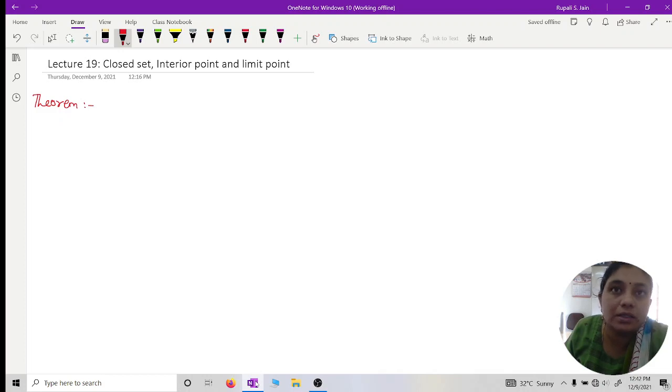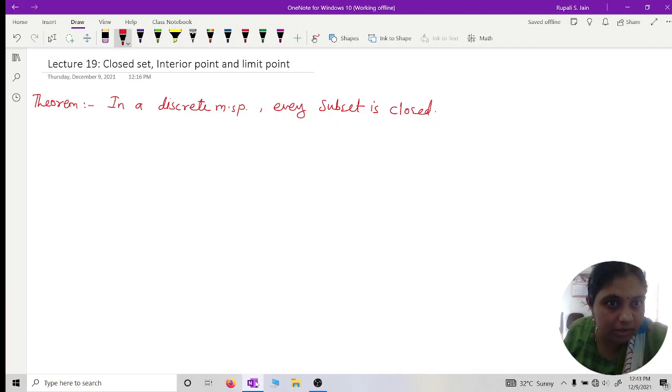In a discrete metric space, every subset is closed. We already proved that if (M, d) is a discrete metric space, every subset is open. Similarly, we can prove every subset of a discrete metric space is closed.